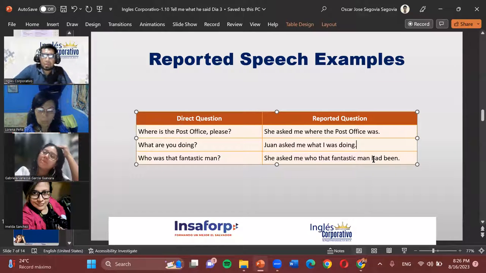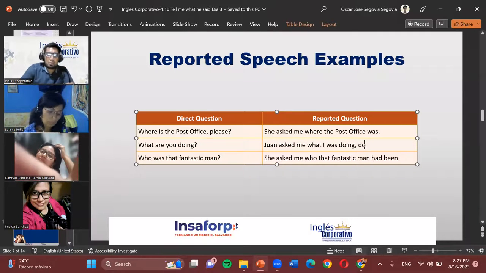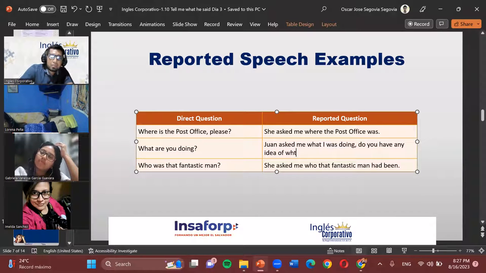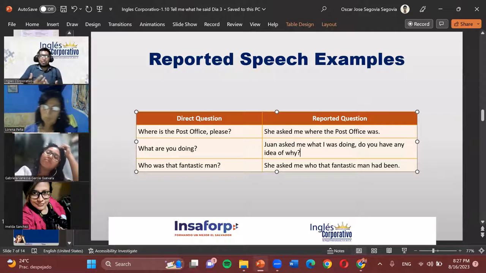Now, to continue a conversation, and that's something that I forgot to mention yesterday because this is a very useful structure, you can say something like, Juan asked me what I was doing. Do you have any idea why, for example? Do you have any idea why? So that's to start the conversation.